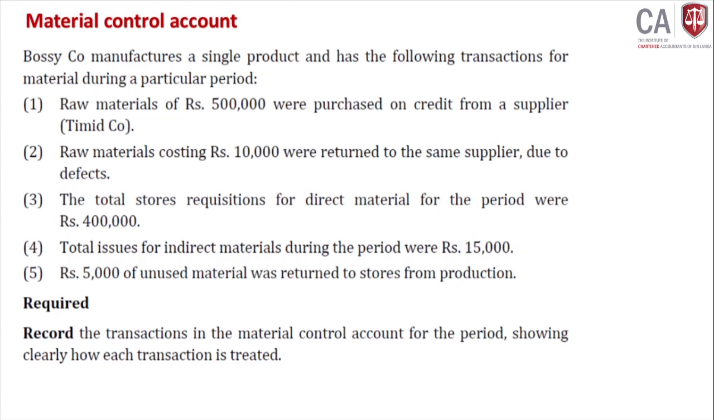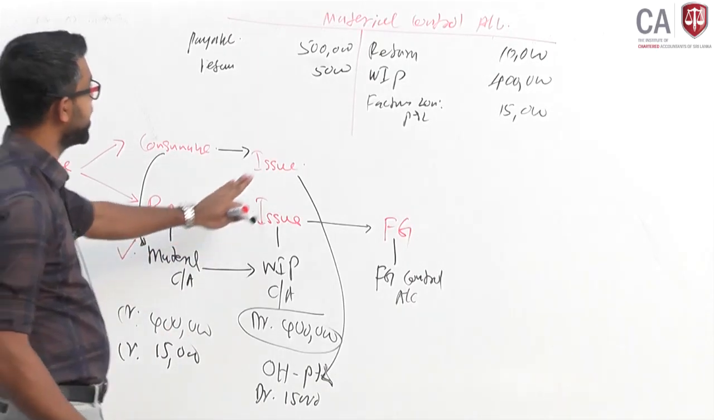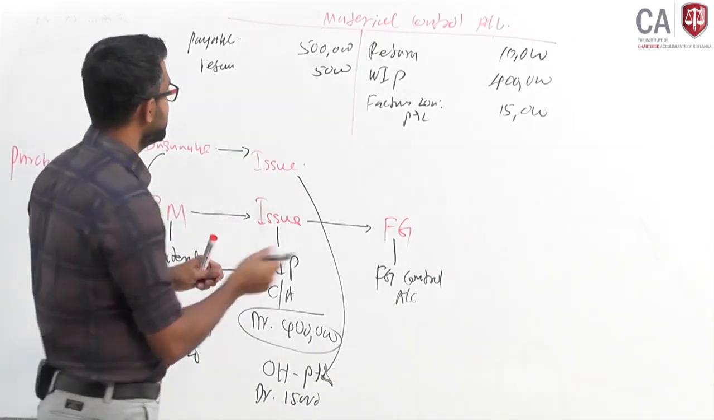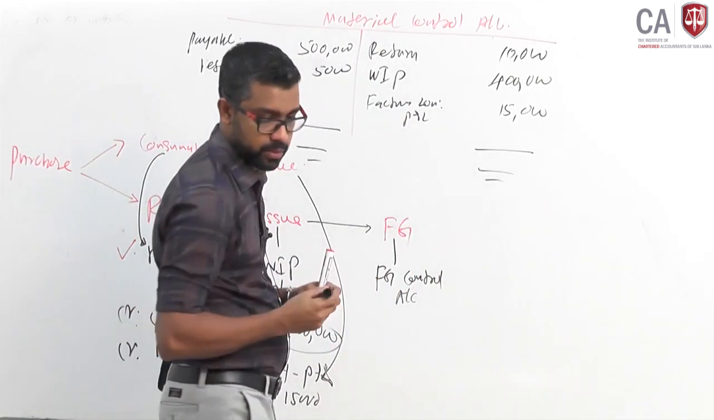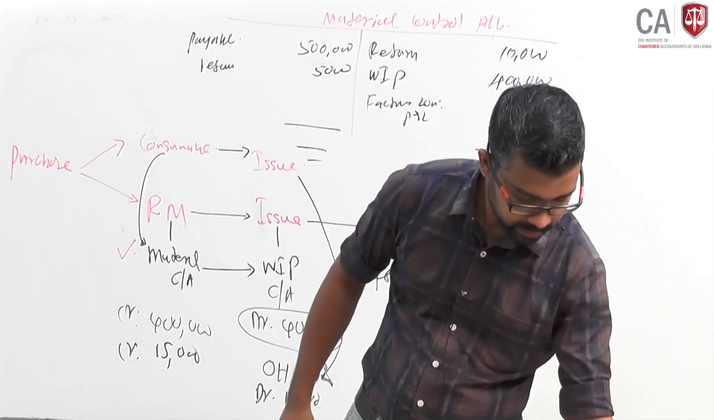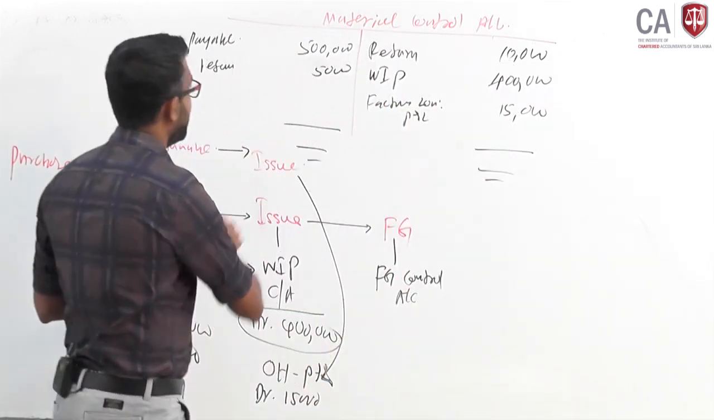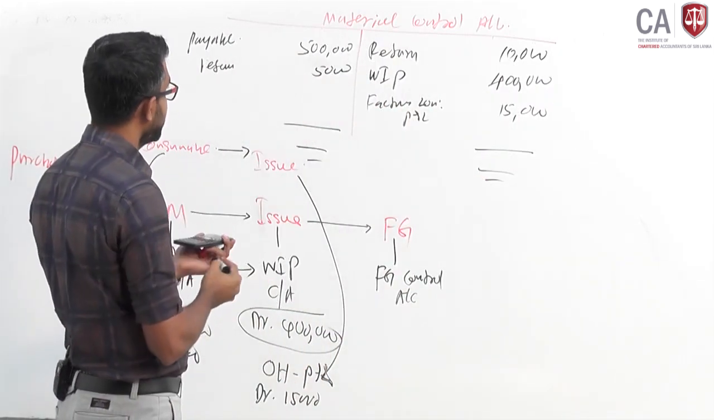Then we record the transactions in the material control account for the period, showing clearly how each transaction is treated. Each transaction, how to treat it, we discussed here. Then closing balance. Take the closing balance. Which side is higher? This side value is higher, right? Fine.